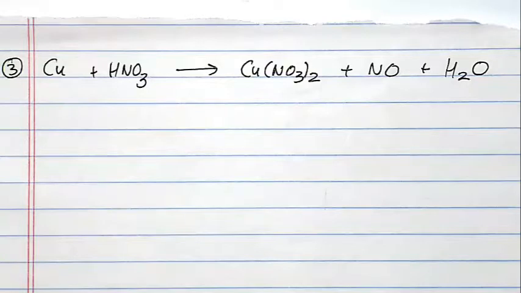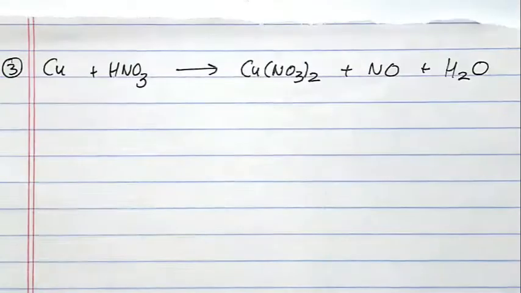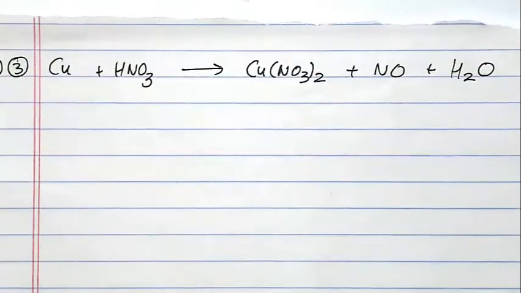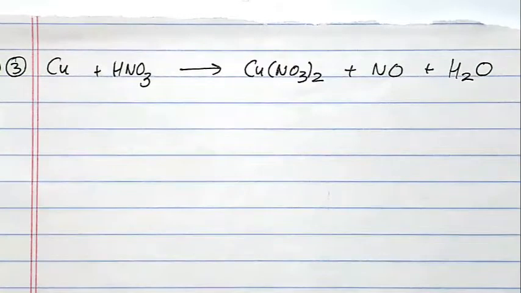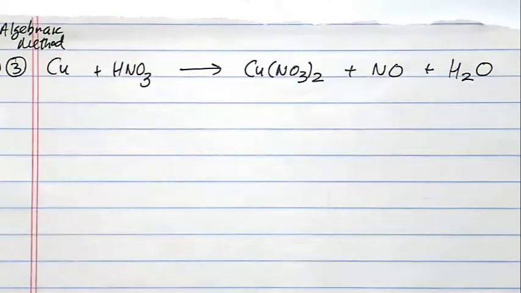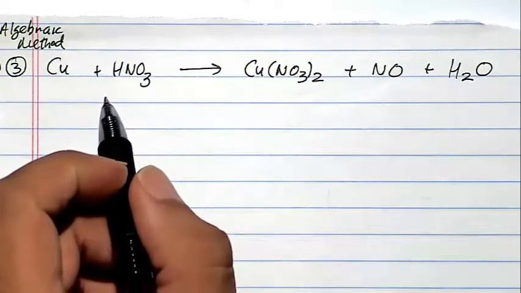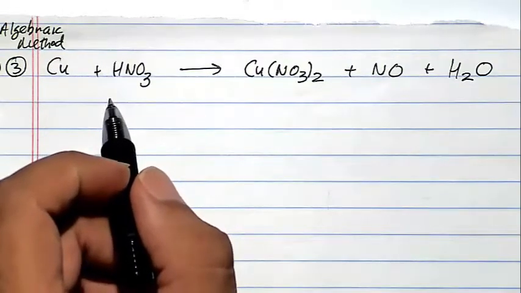So just be aware that fractions are going to pop up their ugly head. Okay, fractions. And now this method, it's a little bit more complicated. So let me go through this step by step using what we'll call the algebraic method. The first thing I want to do is label each reactant and each product and give it a variable.